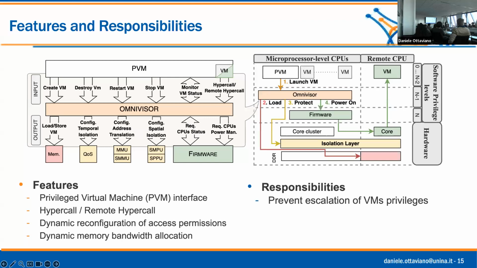So the Omnivisor should prevent the escalation of virtual machine privilege and also prevent unexpected interference. So if I'm running a virtual machine that is highly critical, hard real time, I don't want another virtual machine doing other stuff to interfere with that machine from a temporal point of view.